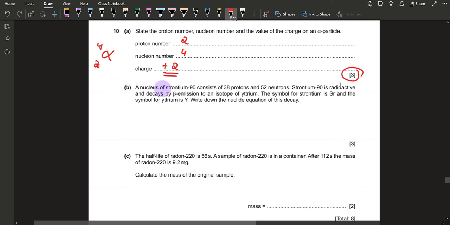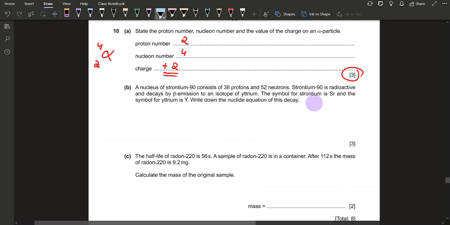Part B says a nucleus of strontium-90 consists of 38 protons and 52 neutrons. Strontium-90 is radioactive and decays by beta emission to an isotope of yttrium. The symbol for strontium is Sr, and the symbol for this is Y. Write down the nuclide notation for this decay.